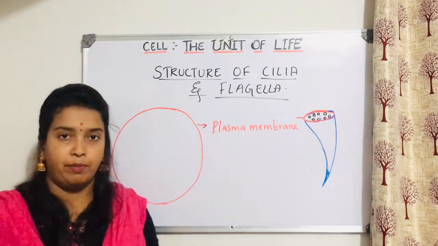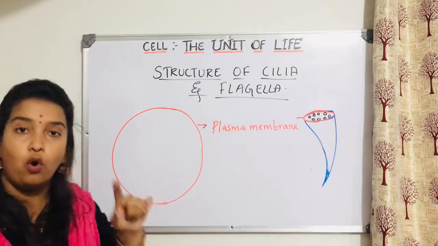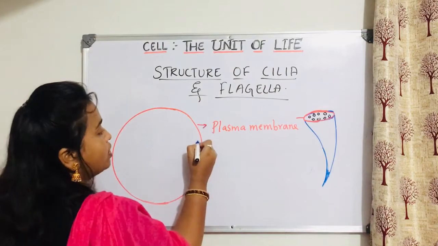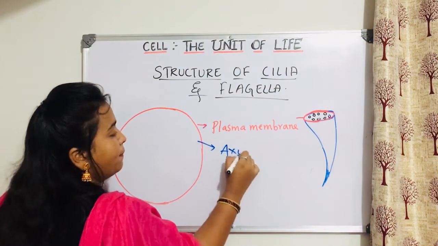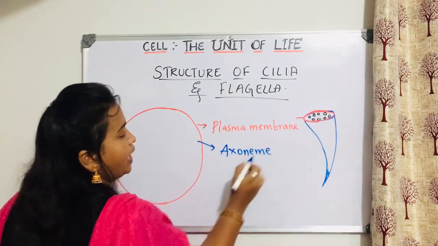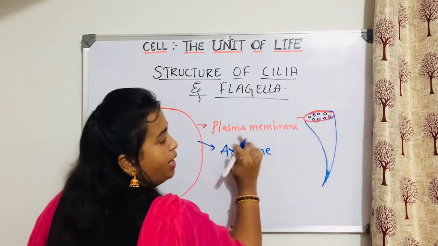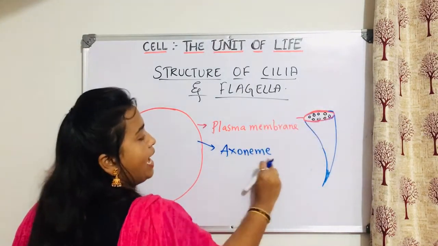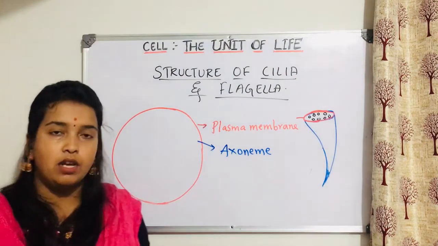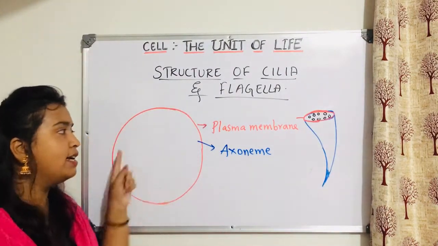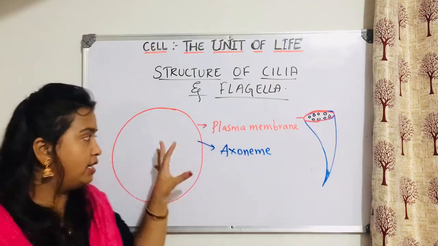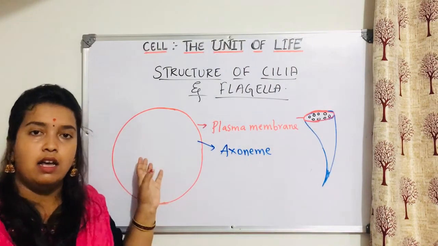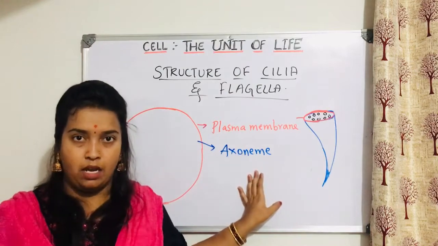Leaving this plasma membrane, the core inside is called the axoneme. That means leaving the red colored plasma membrane, everything inside is called the axoneme. Clear? First, the outer layer is the plasma membrane. Second, the internal core, in which so many things are embedded, is called the axoneme.